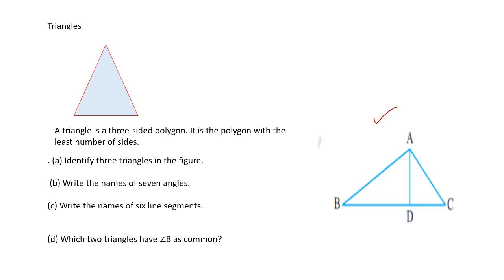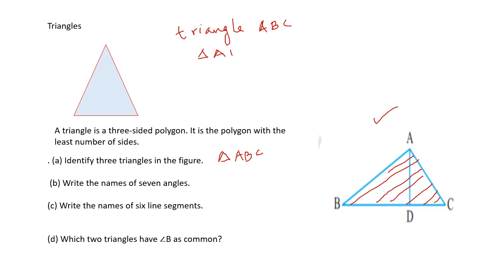Now let us identify the three triangles. The first triangle, I'll mark it like this. This is my first triangle. What is the name of the triangle? I can name it as triangle ABC. Children, instead of writing the word triangle, you can simply write this symbol, and it is read as triangle ABC. That is one triangle. Then let us see where the second triangle is.